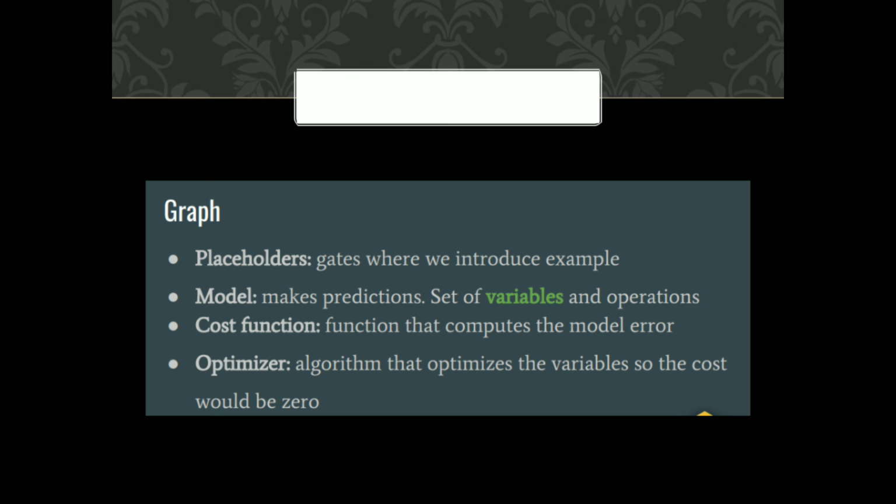The placeholders are gates where we introduce examples. Model means it makes predictions. Cost function computes the model error. And optimizer is an algorithm that optimizes the variables so the cost would be zero.